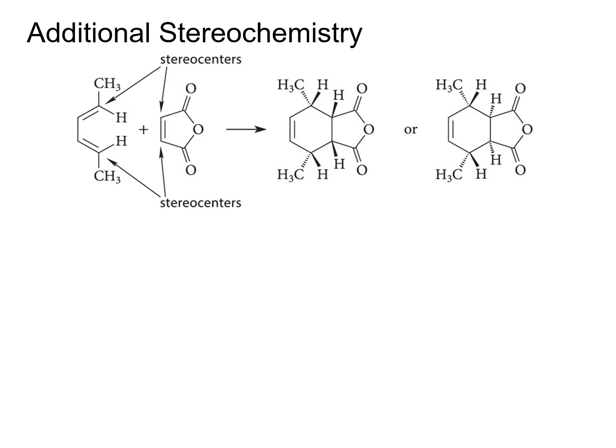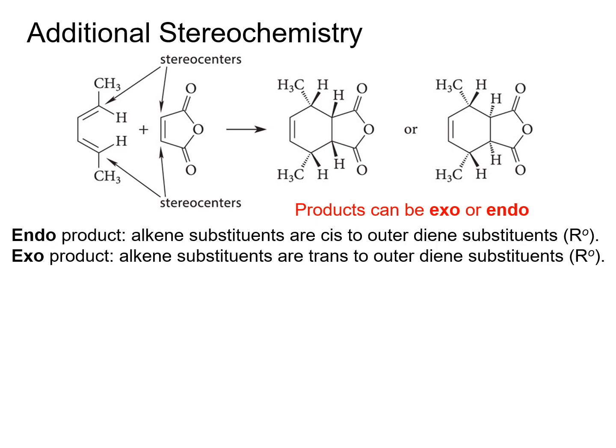The names we use for these are exo and endo. So in order to keep track of these, I'd encourage you to look at our outer substituent and decide whether or not the stereochemistry of my new stereocenter is going to be cis or trans to those outer groups. If it's the endo product, the alkene substituents are going to be cis to the outer diene substituent, our R, in this case the methyl group. If it's exo, those alkene substituents are going to be trans.